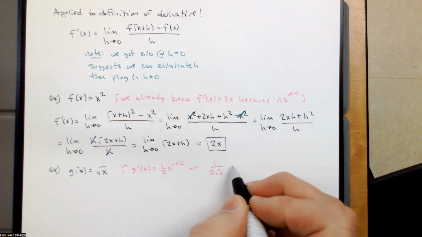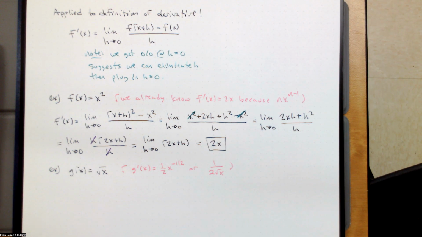So for square root of x, we already know what the derivative looks like because of nx to the n minus 1. Super powerful. Saves us from doing a lot of algebra. Lucky for us, because we don't necessarily always remember all of our algebra. Let's see what happens in this case.